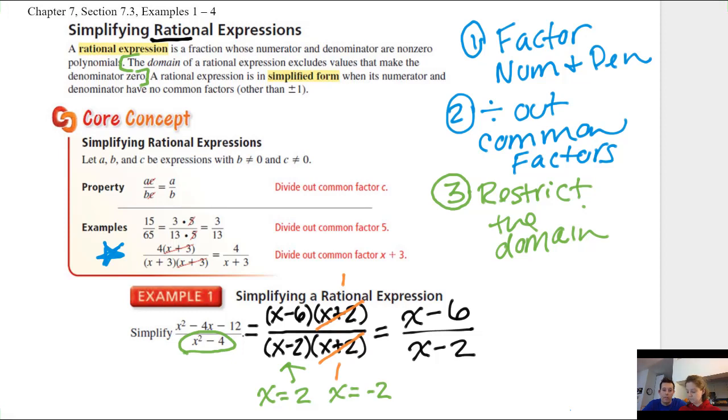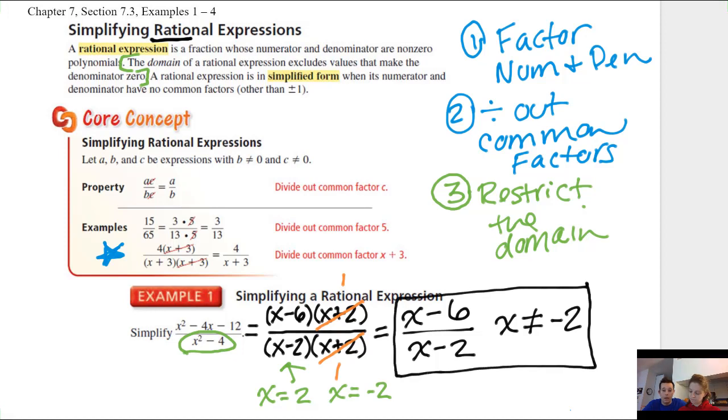In our simplified version, we still see that x equals 2 would make the denominator 0, but we lost the information of x equals negative 2. We must now state that x cannot equal negative 2 in our simplified version because x could not equal negative 2 originally in the original rational expression. So we have now restricted our domain to include that original point where the rational expression was undefined.